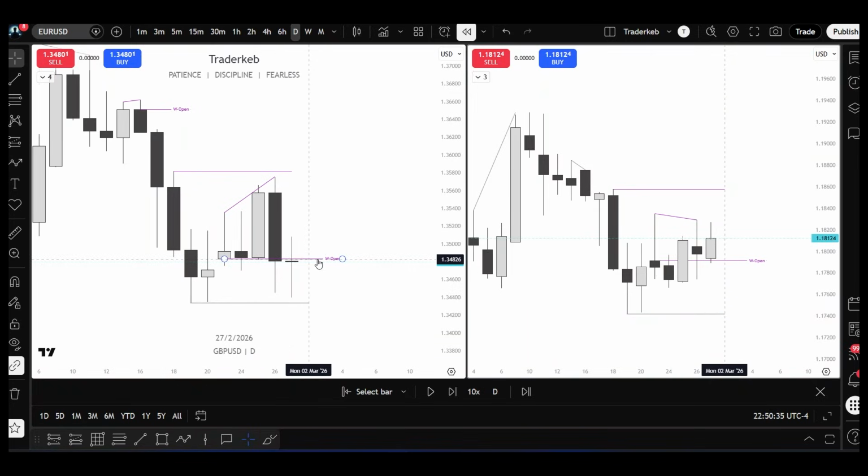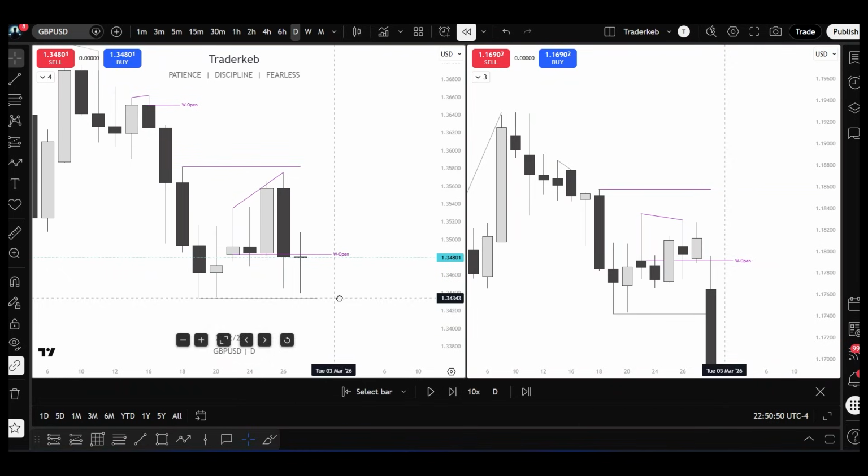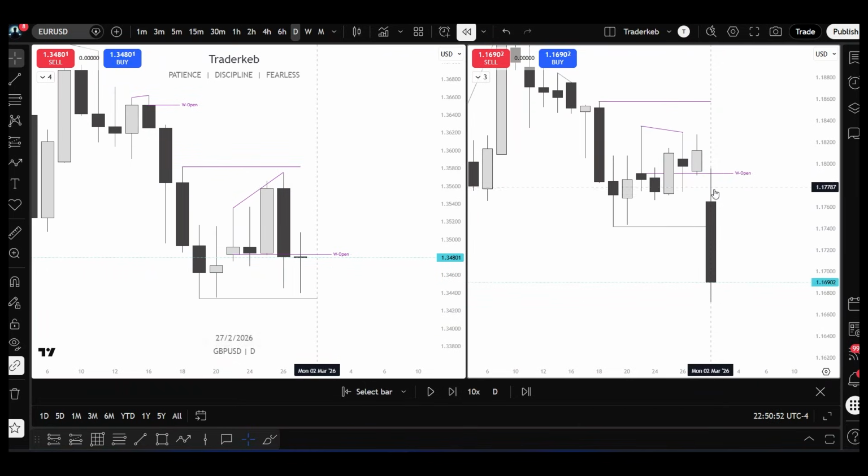We can expect Monday to do what? To expand to that draw on liquidity. So going into this day, I will already be anticipating Monday to be an expansion candle. So let's take a look if that is exactly what happened. As you can see, here we go.